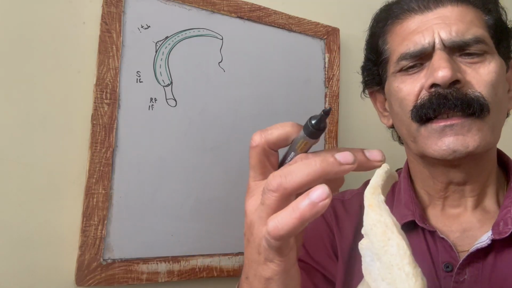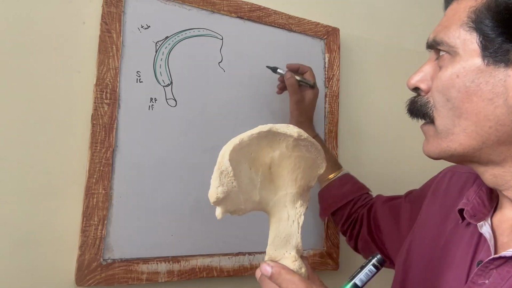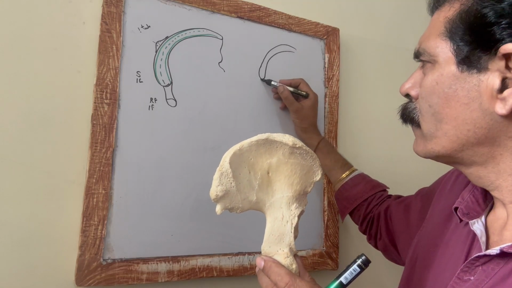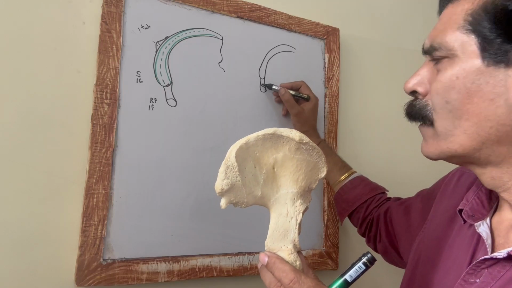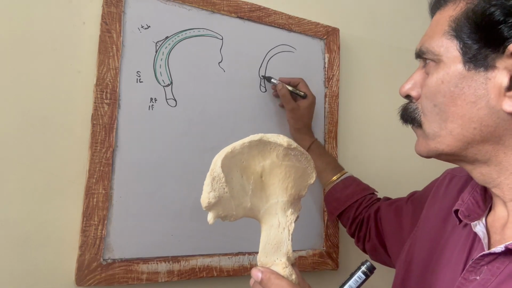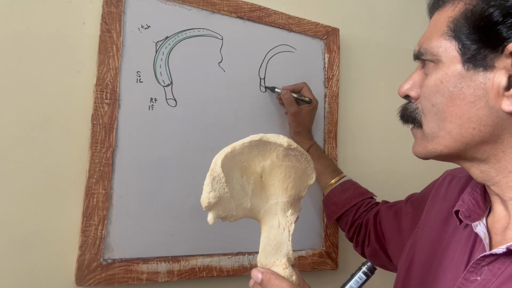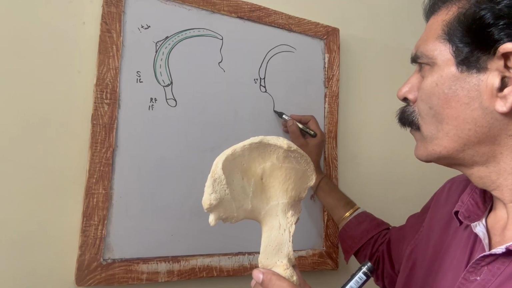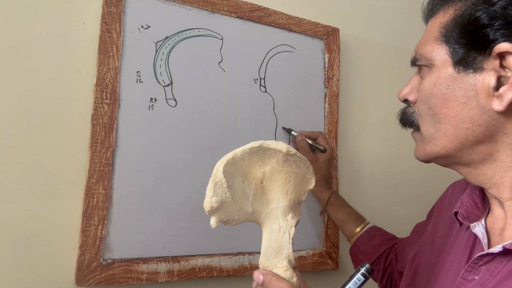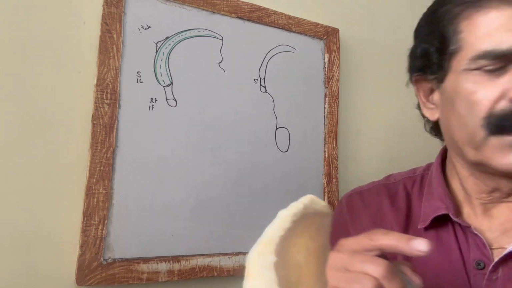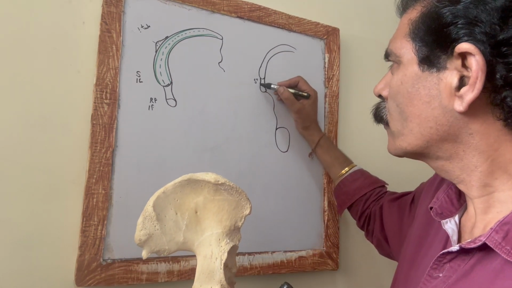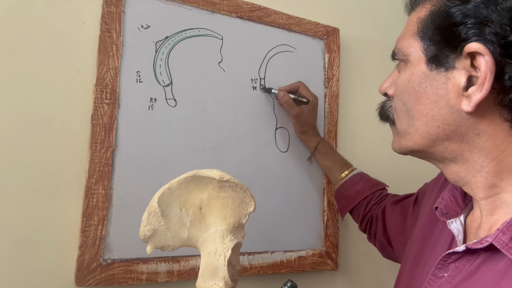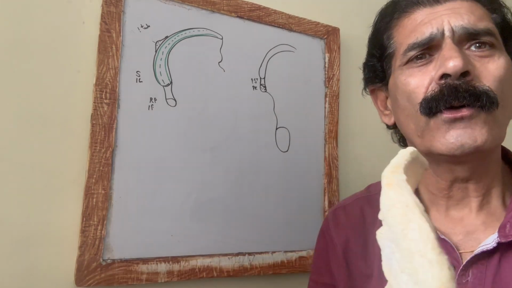Then posteriorly, the iliac crest ends similarly at the posterior superior iliac spine and the posterior inferior iliac spine. And to both these structures is attached a ligament, that is the sacrotuberous ligament. The sacrotuberous ligament is attached to the posterior superior iliac spine and the posterior inferior iliac spine. Both are made for the sacrotuberous ligament.